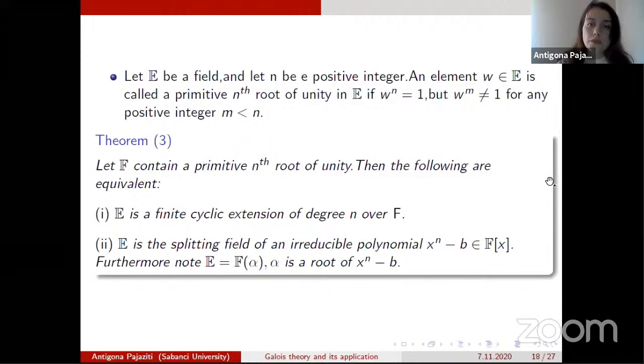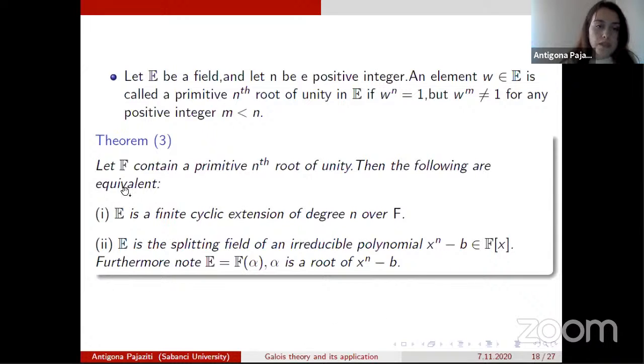To continue further, we need to know the definition of a primitive nth root of unity. If we have a field E and n a positive integer, then an element w in E is called the primitive nth root of unity in E if w to the n is equal to 1, but w to the m is different from 1 for any positive integer m less than n.